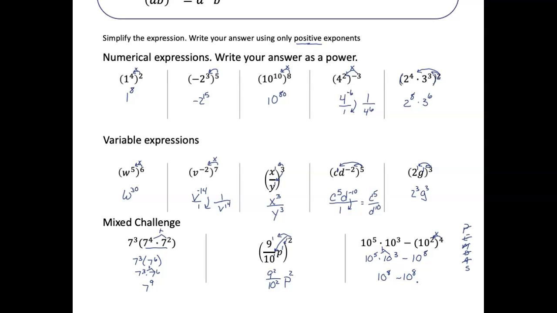If I said 1 minus 1, what would the answer be? Yeah, 0. If I said 5 minus 5, what would your answer be? 0. Well, guess what? 10 to the eighth minus 10 to the eighth? 0. Anything subtract itself is always going to be 0.